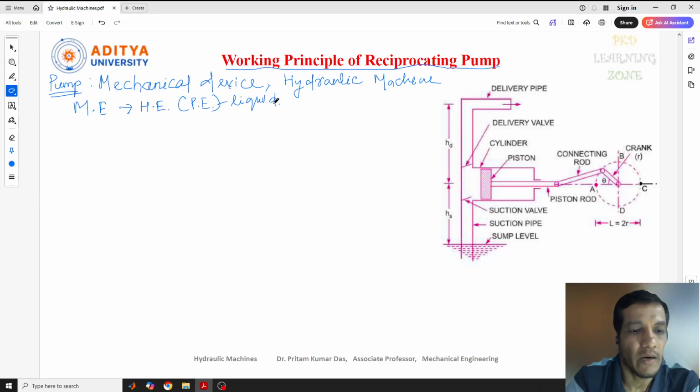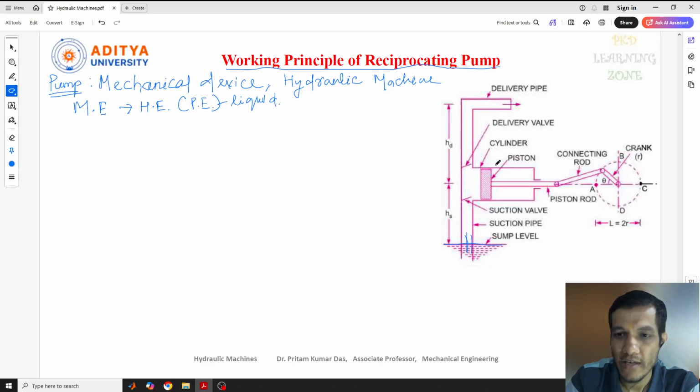But in the reciprocating pump, the mechanical energy is converted to hydraulic energy, or pressure energy, by lifting the water or fluid. Here is the diagram of a reciprocating pump, which I have taken from the book. This is our sump level. The water is lifted from the sump level to the cylinder, when the mechanical energy is converted into hydraulic energy in the form of pressure energy.